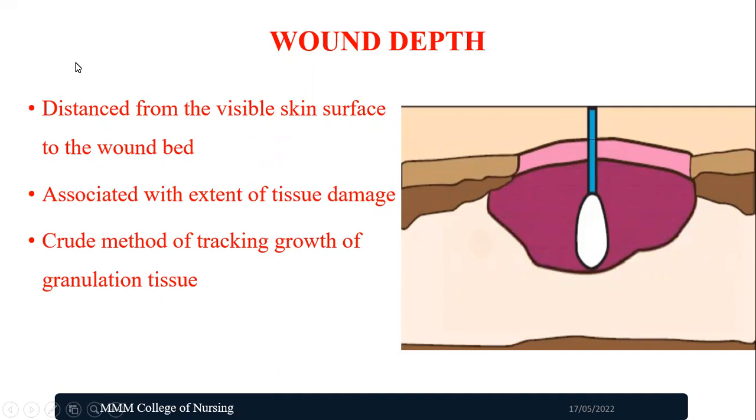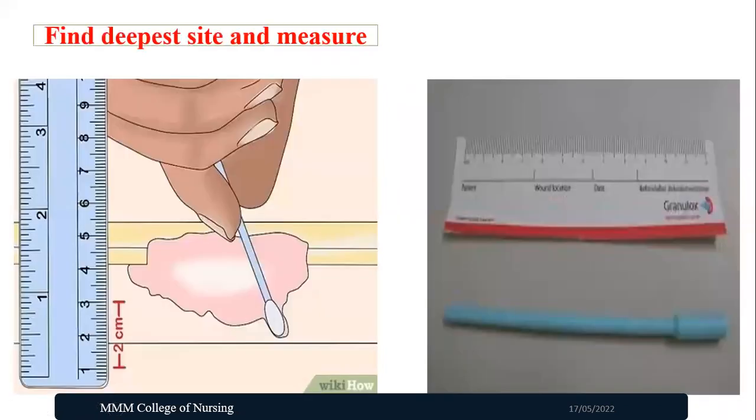Always we have to use the extent of tissue damage when measuring the wound depth. And this is also the crude method of tracking the growth of granulation tissue. When measuring the wound depth, find the deepest site and measure the wound depth.